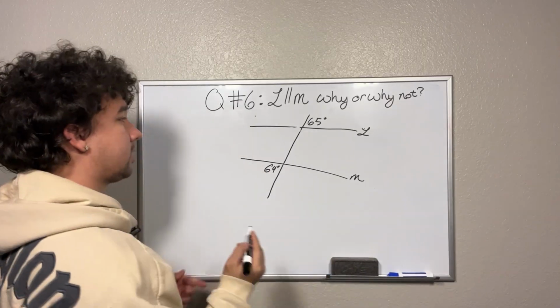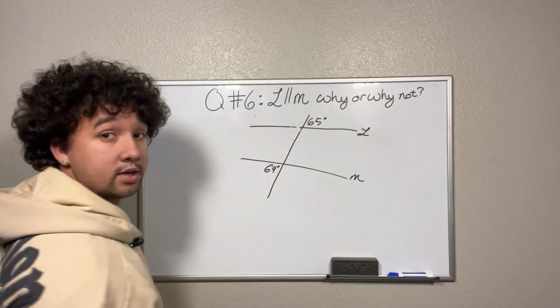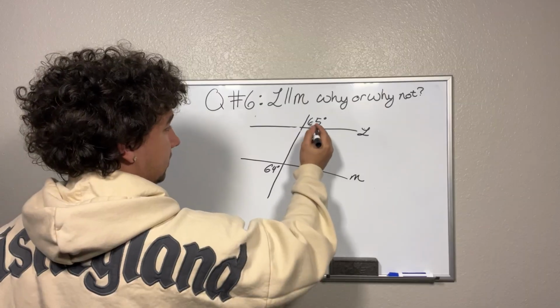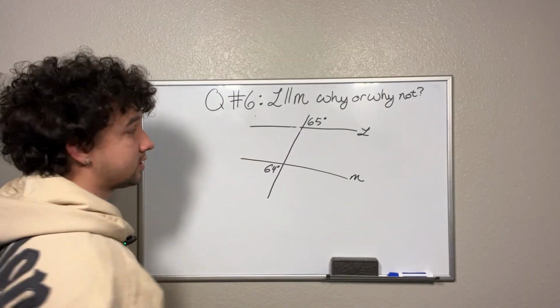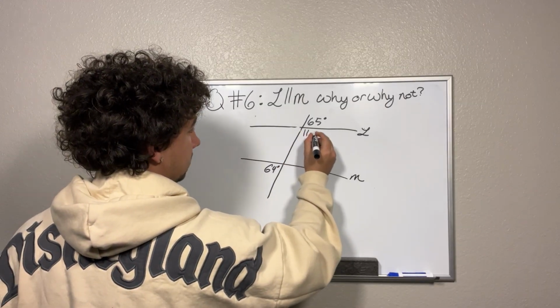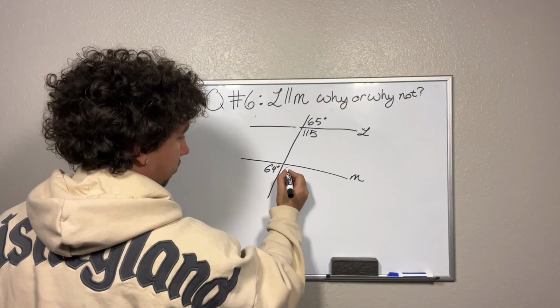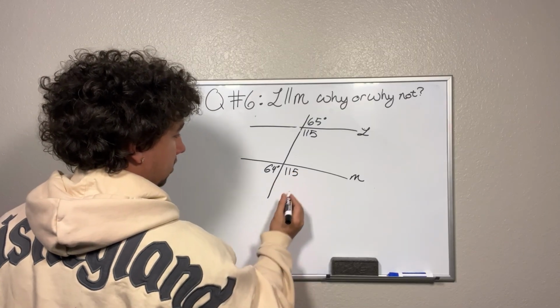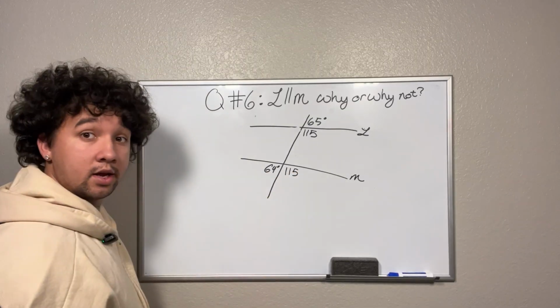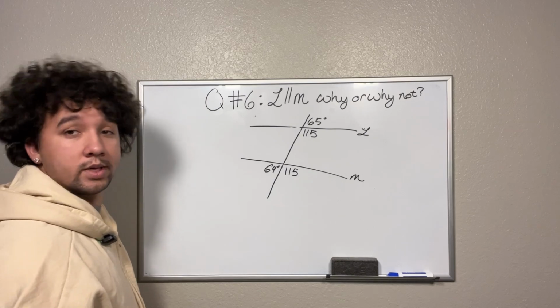I could even do something like this one and this one. These are linear pairs, which means that this is 65. This is 180 minus 65. So 115. Well, 115 is corresponding with 115. And does this add up to 180? Nope. So that's another reason why they're not parallel.